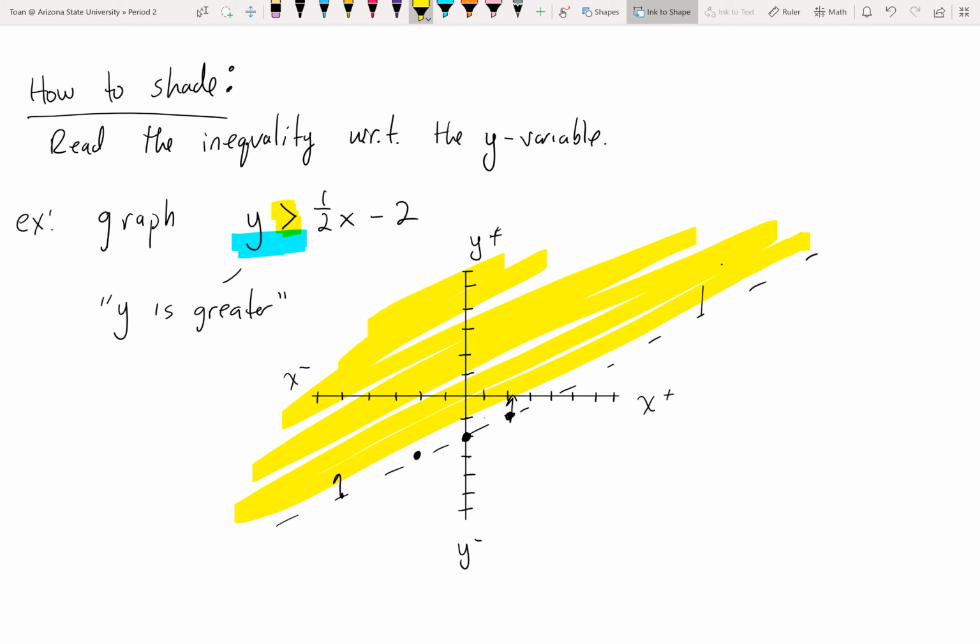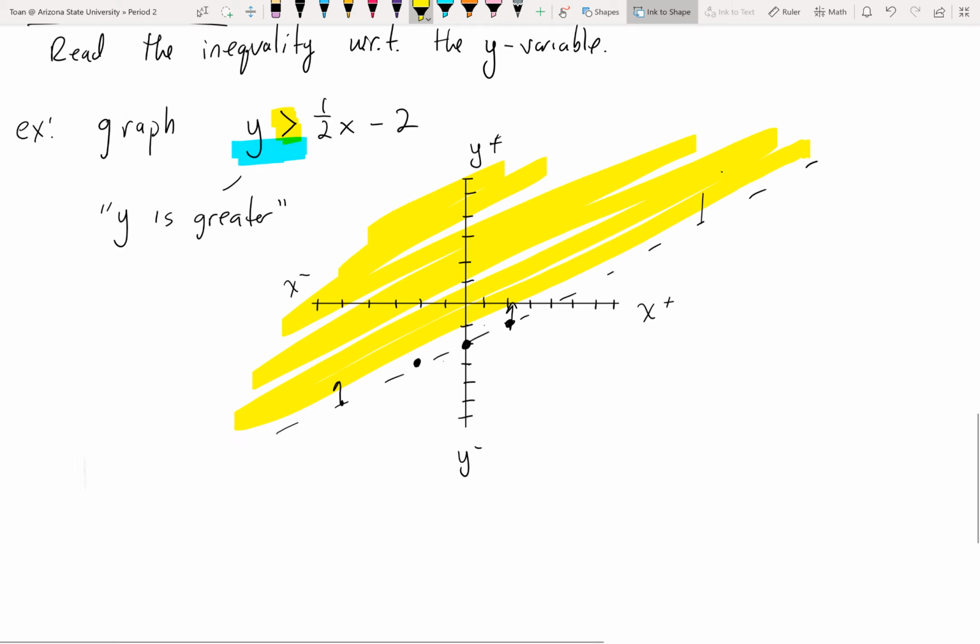I didn't have to memorize it. I know a lot of teachers go, wait, if the arrow is pointing to the left, you do this. Don't memorize those rules. It's just read it and then shade whatever it tells you to shade. Because it says y has to be bigger, I'm going to shade all my y values getting bigger. Okie dokie?